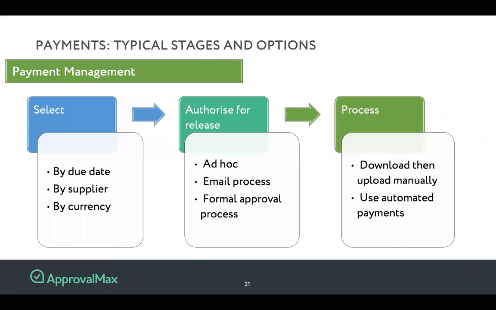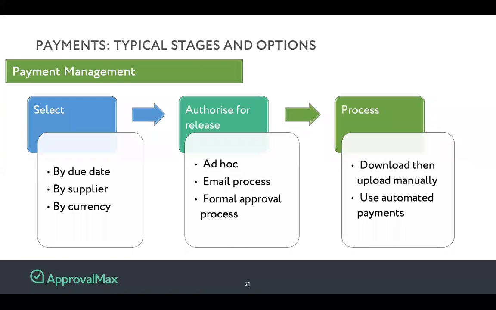Then we have the second step, authorization to release the payment. As it typically works, once a particular set of bills has been selected to be paid, they are not paid right away. We need to have someone's authorization for this batch to be paid. It could be the CFO, sometimes the Chief Executive Officer, or VP Finance. It depends on the organizational structure and how it works, but there should be some kind of authorization.